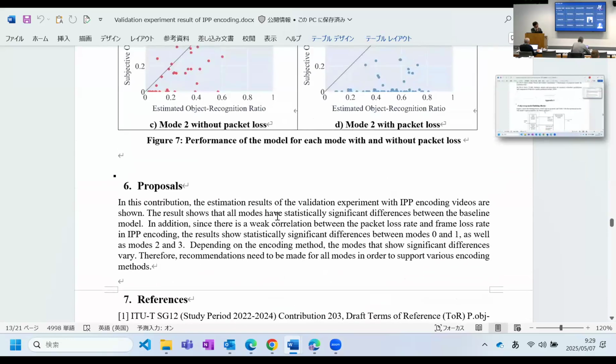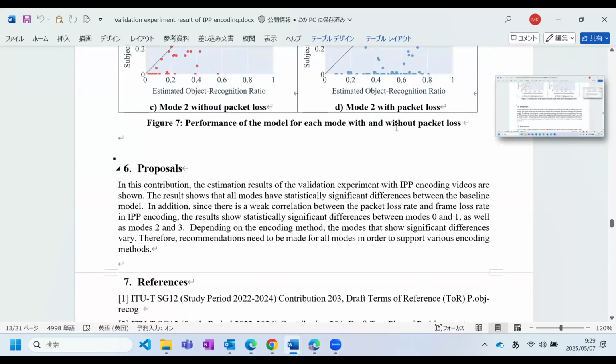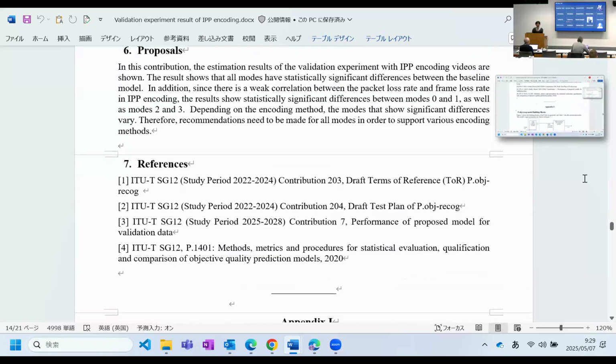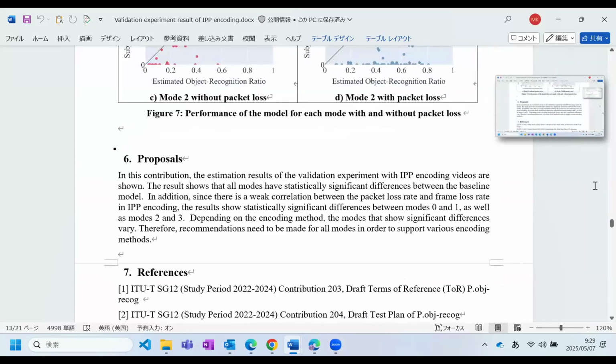And this is the end of this documentation. Are there any questions for this document? Okay, thank you very much. Thank you very much for the extensive work and very nice presentation. Any questions for the presenter?